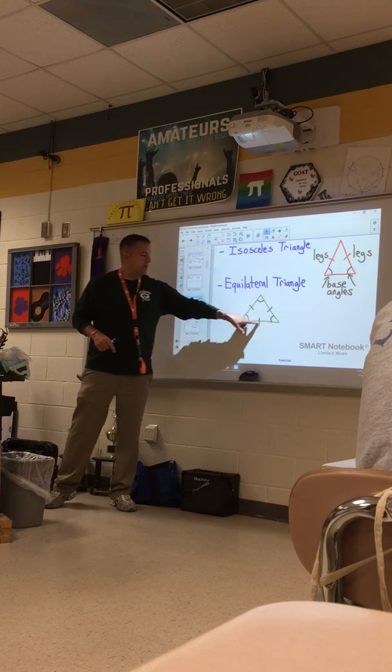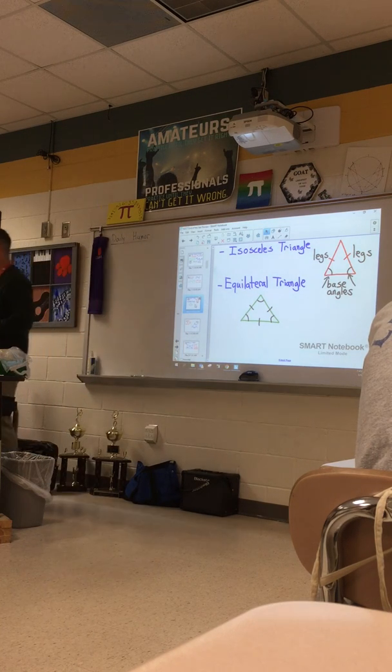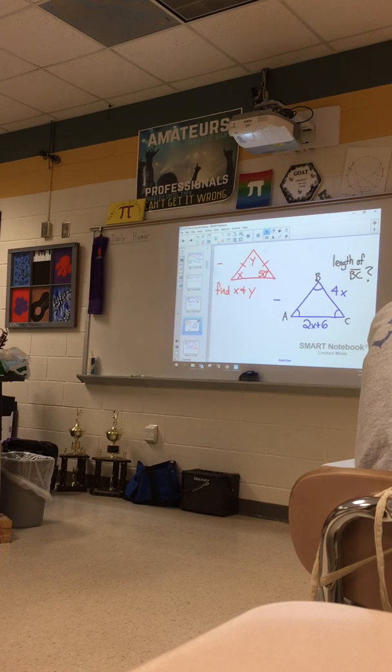Equilateral triangle, all sides are the same. That means all these angles are the same. It's equiangular, equilateral, and the measure of all those angles is 60. 60, 60, 60, add up to 180. Okay, next one here, just some examples using equilateral triangles and isosceles triangles.